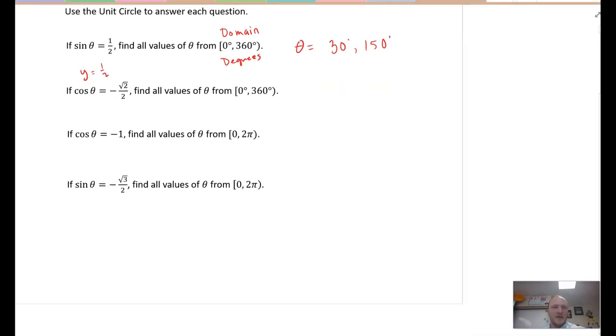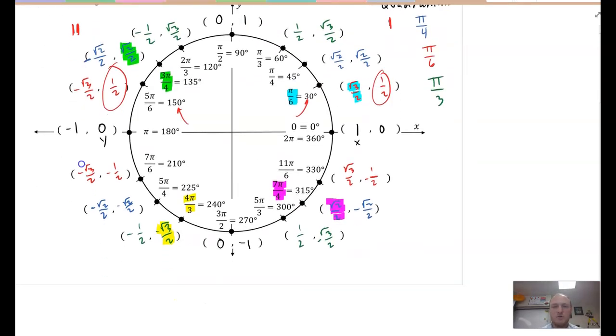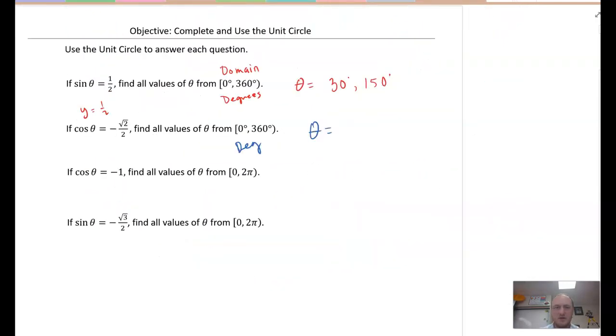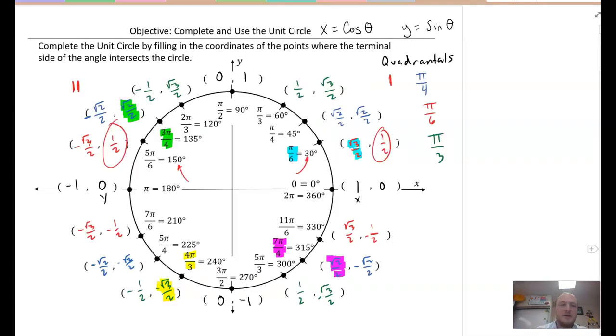All right, next example. If cosine of theta is equal to negative root 2 over 2, find all values of theta from 0 to 360. Again, note that they're talking degrees. And root 2 over 2, I hope when you see that you get excited, right? Because we all know that root 2 over 2 is going to be a 45-degree angle. I just want to double check, cosine is negative. So where's the x value equal to negative root 2 over 2 in our unit circle? That's going to occur here and here, right? So look at our x value, negative root 2 over 2.